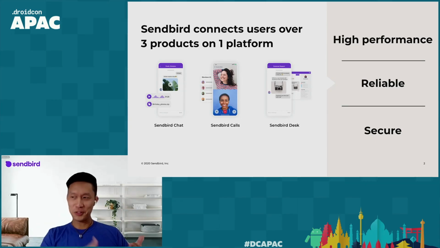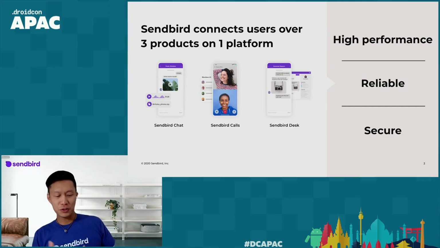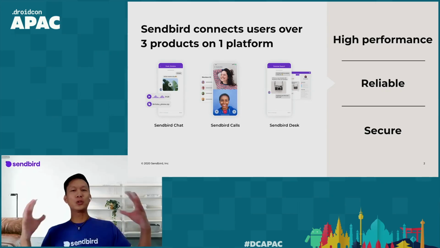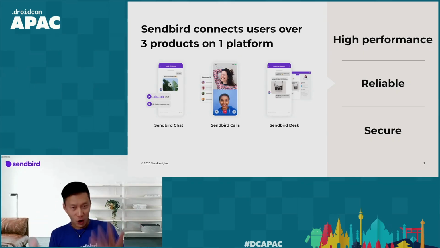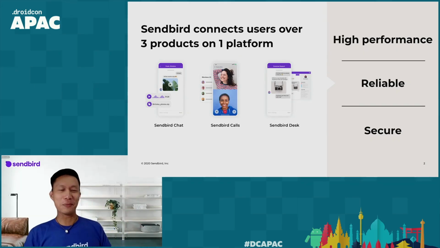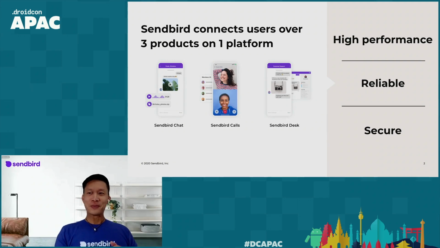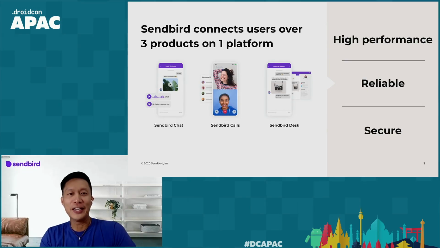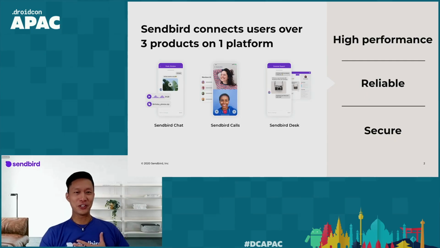I'll skip over to Desk. Desk is a product that's built on top of our chat service, which adds a bunch of features and tooling to expand chat into a full customer service platform. And then Calls is what we'll be talking about today. This is our platform for providing voice and video services. All three products are built on the same high performant, reliable, and secure global network. So that's Sendbird in a nutshell.